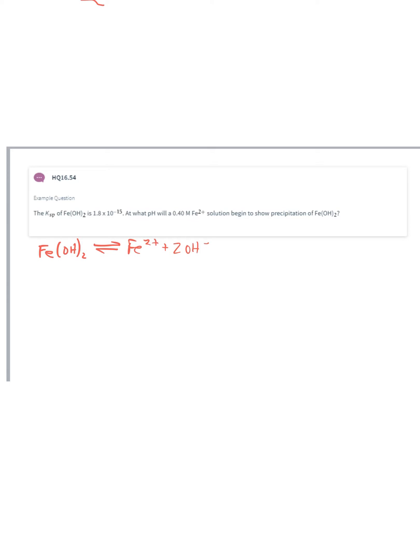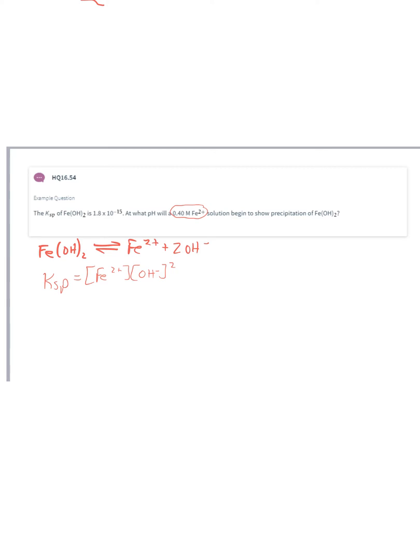So they give us the concentration of iron, and our expression would be iron(II) hydroxide would ionize to give us iron(II) plus and 2 hydroxides. So our Ksp would be the concentration of iron times the concentration of hydroxide squared, because of the coefficient, 2 becomes an exponent.